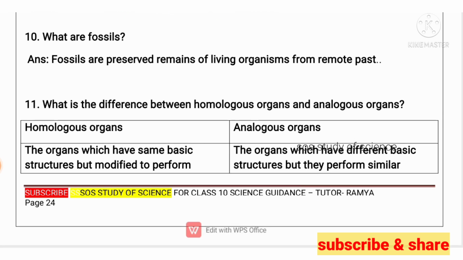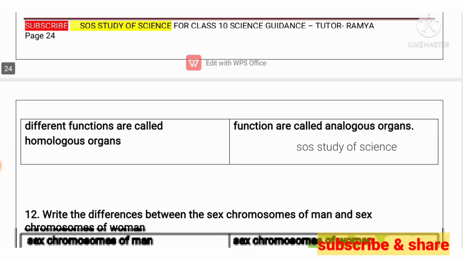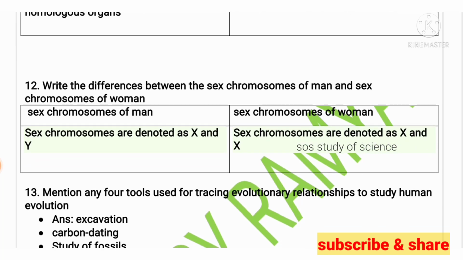Moving to the 11th question: what is the difference between homologous organs and analogous organs? I have already told you about homo and ana. Homo is nothing but same. When I talk about homologous organs, the organs which have the same basic structures but are modified to perform different functions, we call them homologous organs. Similarly, when I talk about analogous organs, the organs which have different basic structures but perform similar functions, we call them analogous organs. It's very important that you know the difference between homologous organs and analogous organs.